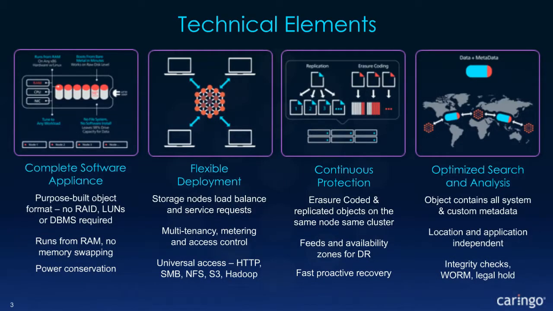So, Rod, we have a couple more questions. One is, could you explain what you mean by elastic content protection? They've seen that term used by Caringo before. And then also, since you have continuous protection, do you still need to put in a backup system?